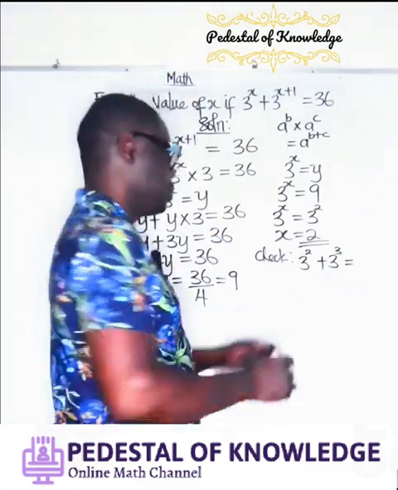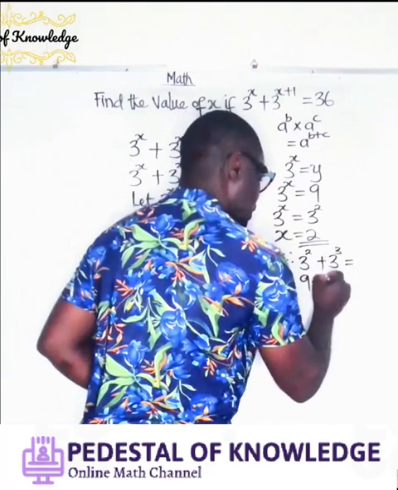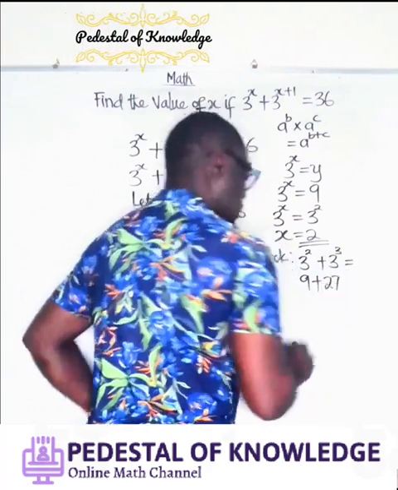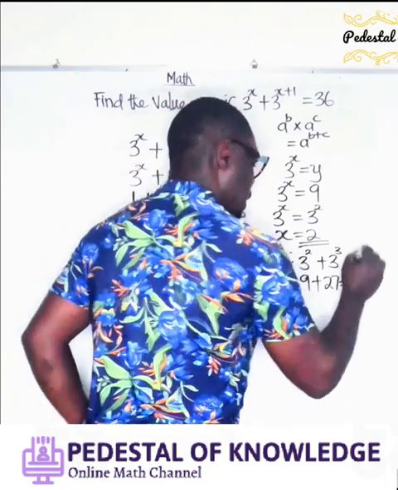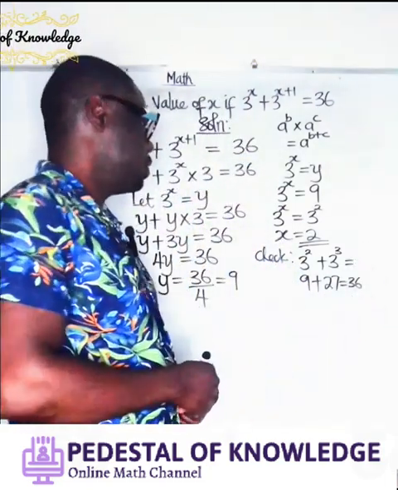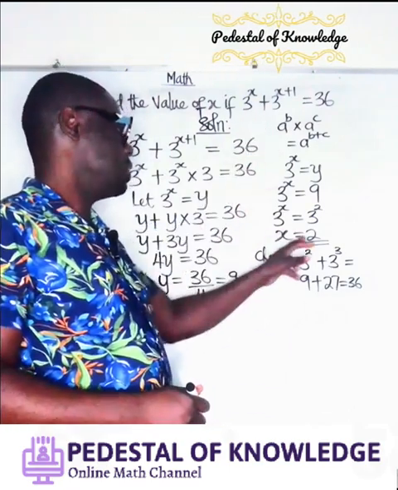So 3 raised to power 2 is equal to 9, plus 3 raised to power 3 is equal to 27. And 9 plus 27 is equal to 36. And that has been confirmed. So the only value of x that satisfies this equation is equal to 2.